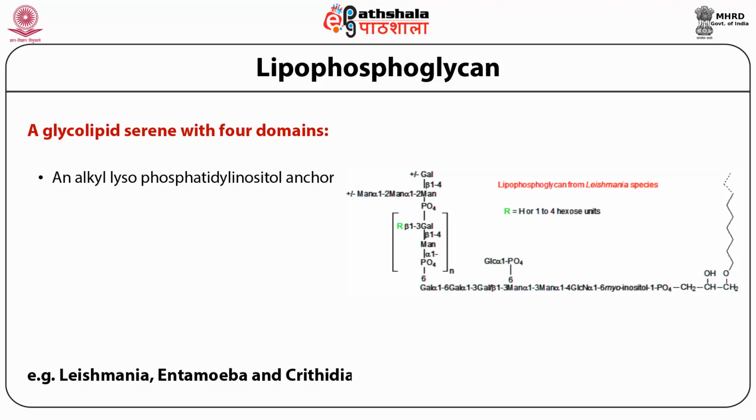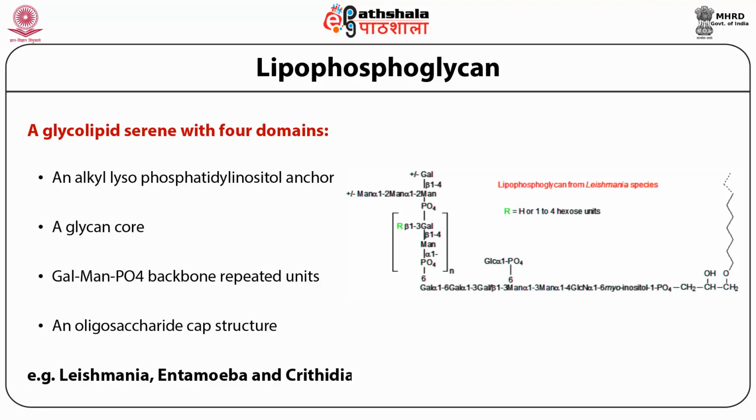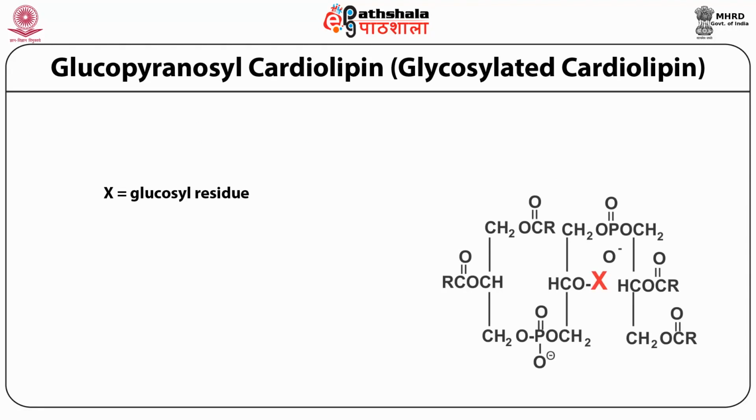The second domain is the core glycan. The third domain is the repeated units of galactose and mannose phosphate backbone. And the last, or the fourth, domain is the cap structure of an oligosaccharide, which has been involved in numerous functions inside the mammalian host.